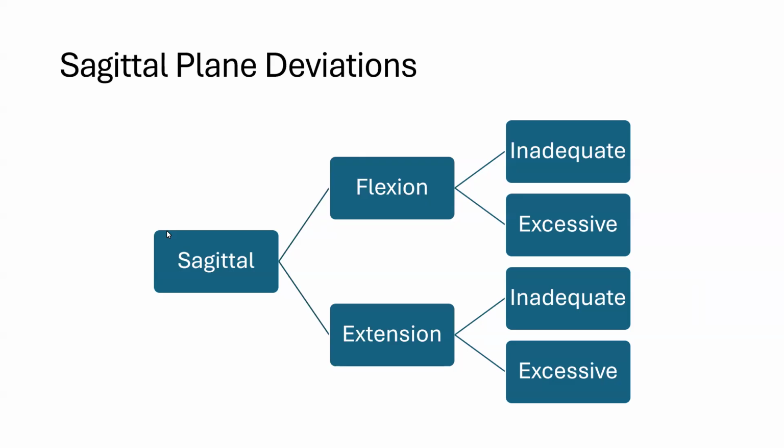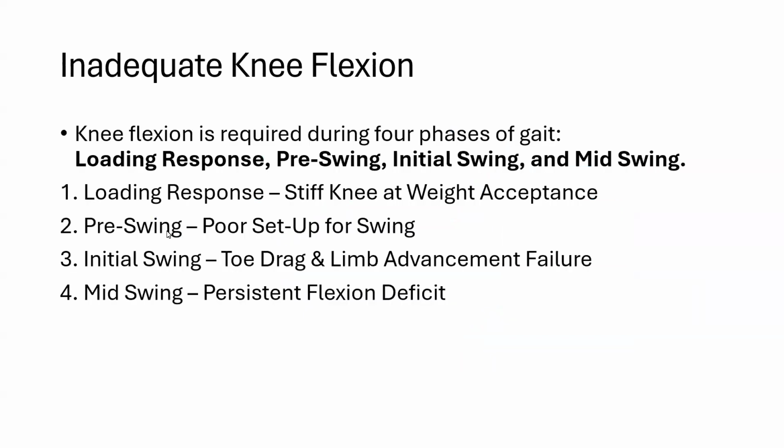So the timing of these gait deviations relates to the normal incidence of the basic motion. Just an overview again of what is happening when there is inadequate knee flexion. Now we know that knee flexion is required during four phases of gait: the loading response, pre-swing, initial swing, and the mid-swing. So all these phases are affected. In loading response, the normal role of the knee is shock absorption via 15 to 20 degrees of flexion. So what happens when there is inadequate knee flexion?